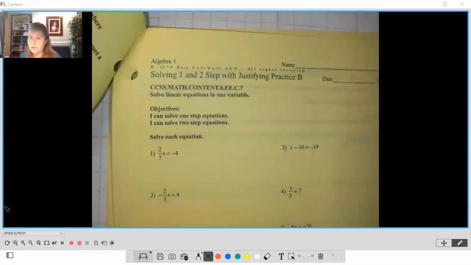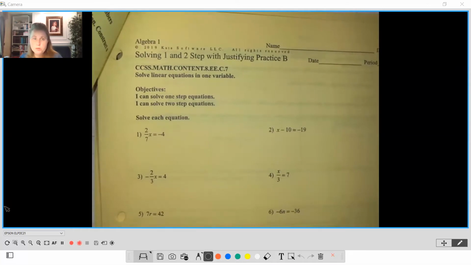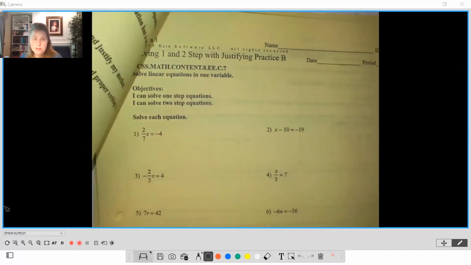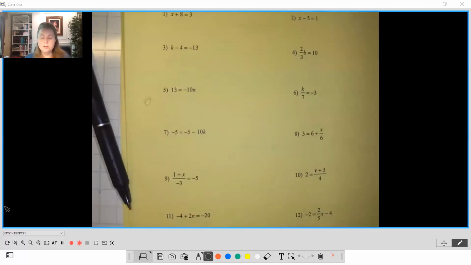And then tonight's homework is solving one-step and two-step equations with justifying practice A, which is a front and a back, and then also solving one and two step equations practice B, and that's also a front and back. It'll be a 4-page document that you turn in. And that is solving 1 and 2 step equations.